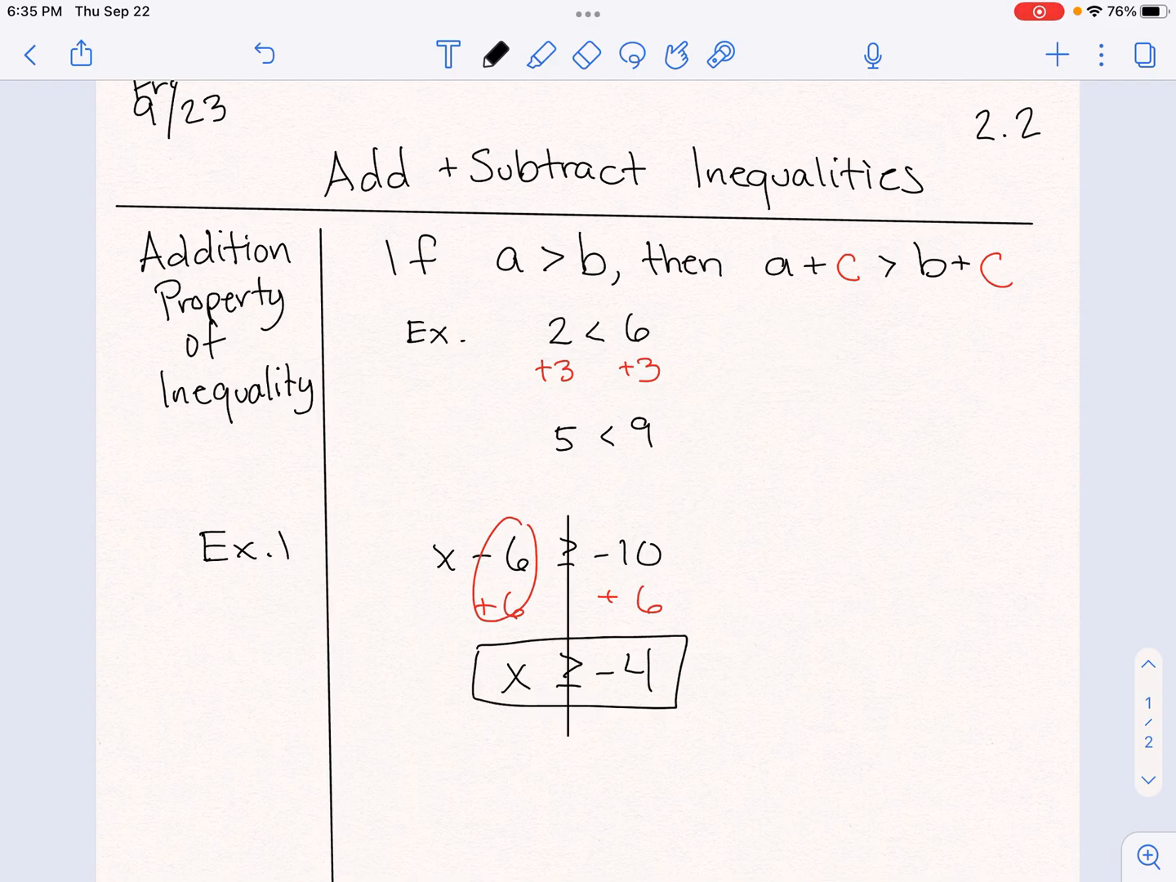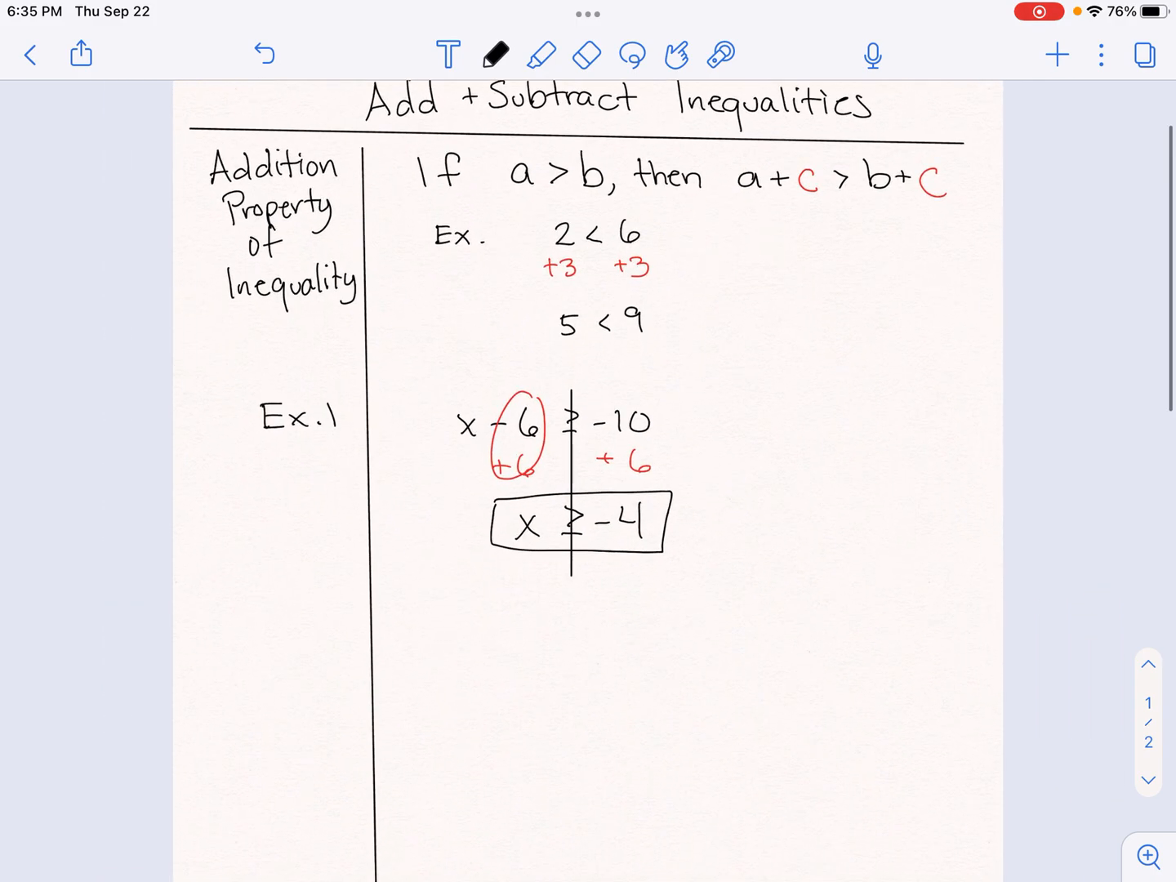So we've isolated x, we've simplified. This is our final solution. But let's go ahead and graph this as well. I'll graph it off to the right. You can create a number line anyway, but I'll start at 0. 1, 2, 3, 4, 5, 6, 7. So this is negative 5. So negative 4 is right here.